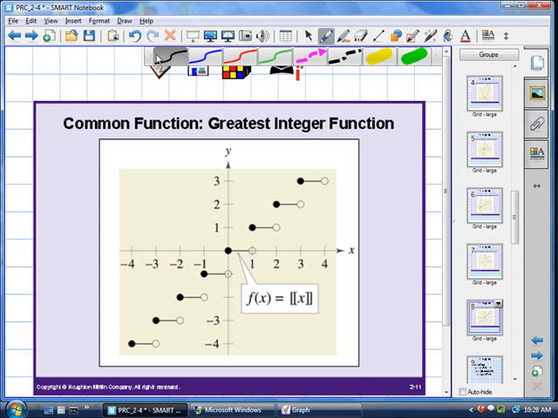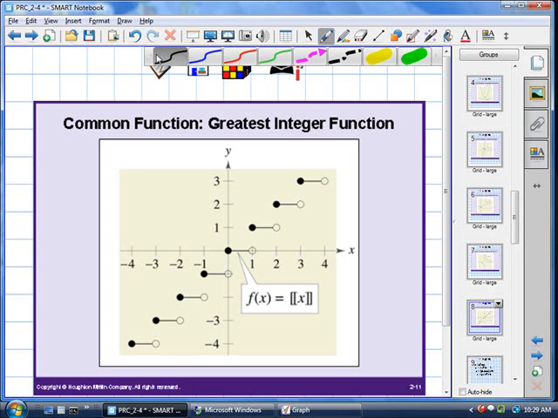Now let me tell you what it is. Here's how it works. It says, whatever you give me, I'm going to give you back the greatest integer less than or equal to the number you gave me. So, for example, if I give it a 2, what's the biggest integer that's less than or equal to 2? The answer is 2. How about 2.2? 2. How about 2.8? 2. How about 2.9? 2. How about 2.9999? 2.